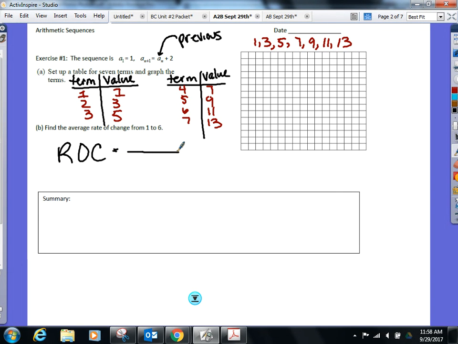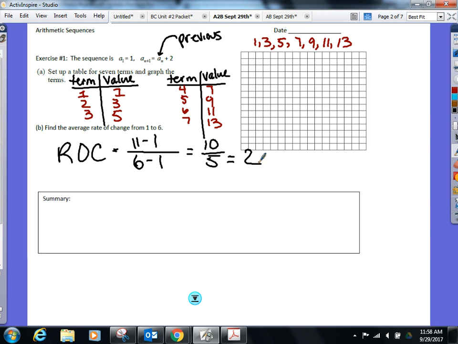Okay, and we're doing it from 1 to 6 now. So what was my y value at 6, or the value of the sixth term? 11 minus what was my first term? 1 over, you said, change in x. What am I doing this from? What values? 1 to 6, right? So on the bottom, I'm going to have 6 minus 1. So the rate of change for this sequence will be 2 over 1, 2.